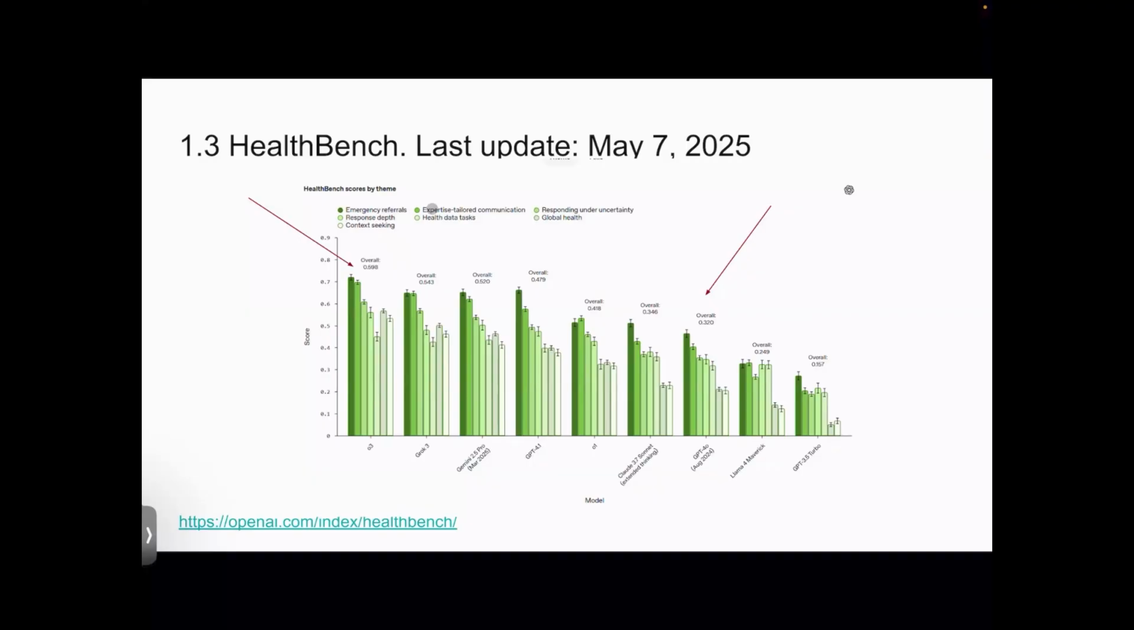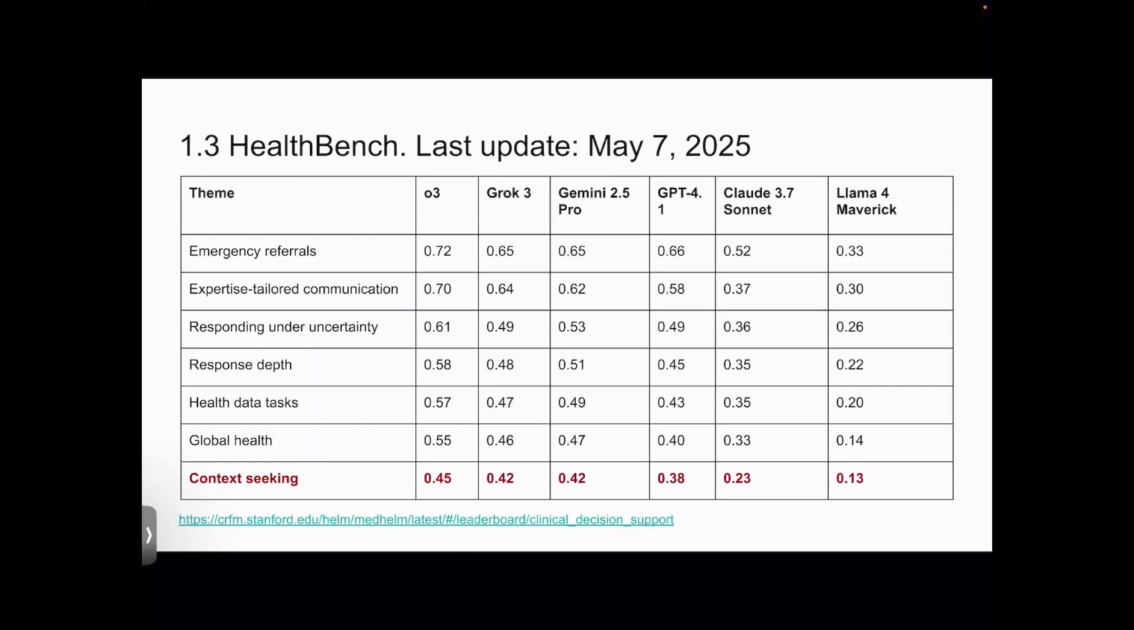Categories like emergency referrals, response depth, health data tasks. And this is not the typical QA as was used in previous benchmarks. Here we deal with real conversations, and what is important, OpenAI is showing us that indeed the O3 model is by far the smartest there is for medical data in real applications.